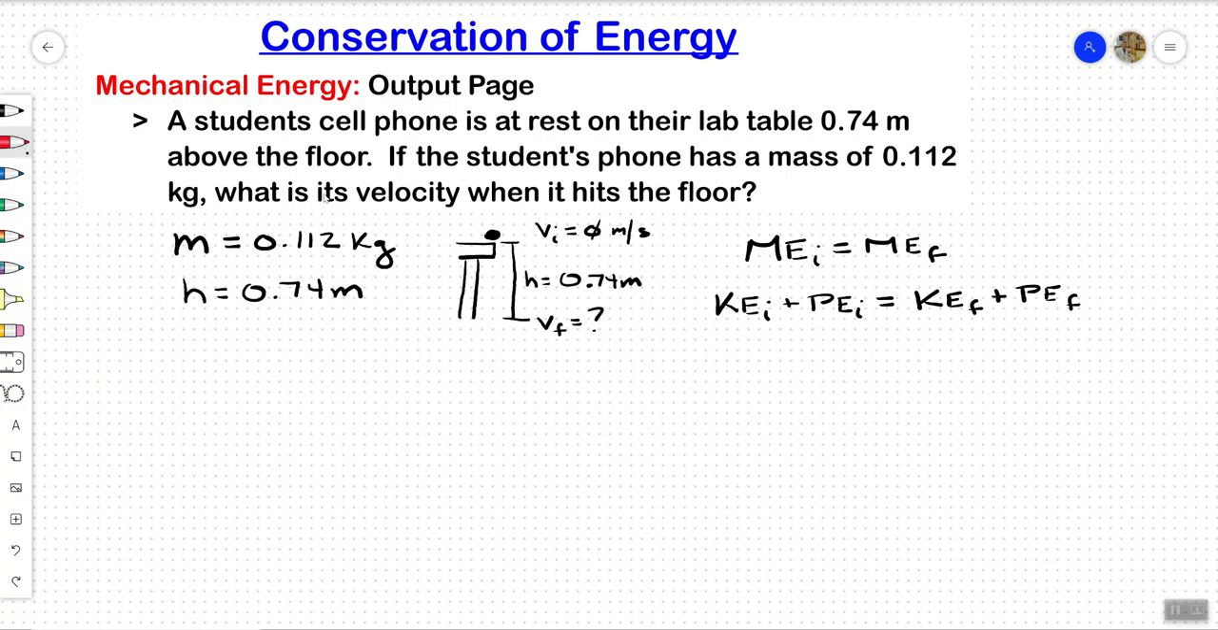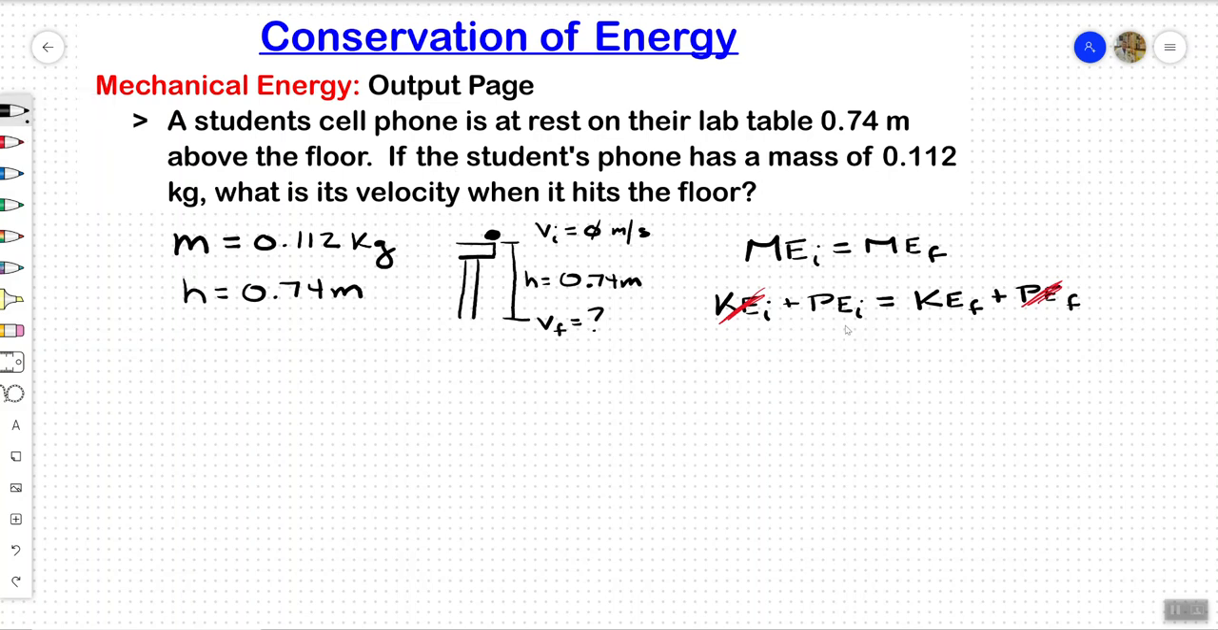V initial is 0. If its initial velocity is 0, then it has no kinetic energy at the top, since 1/2 mv squared is just 0. At the bottom, it has no height, so its height is 0. Since potential energy final is mass times acceleration due to gravity times height, there would be no potential energy at the end.